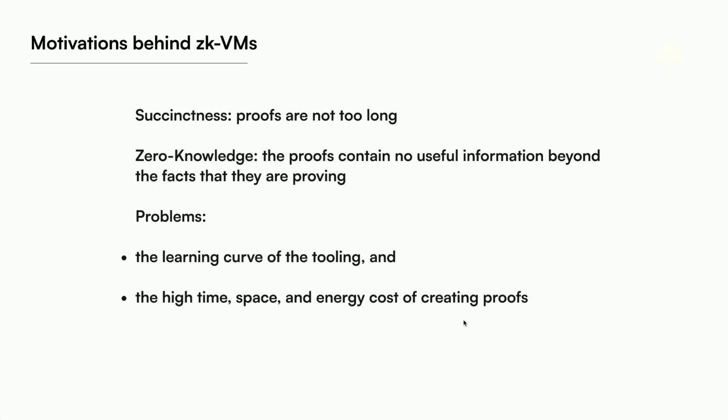Zero knowledge, this is the key property for privacy, right? The proof should reveal no information on the internal states of the machine in the course of running the computation. So this would include any private inputs such as secret keys or transaction amounts, account addresses, something like that, that you would use inside of the machine.